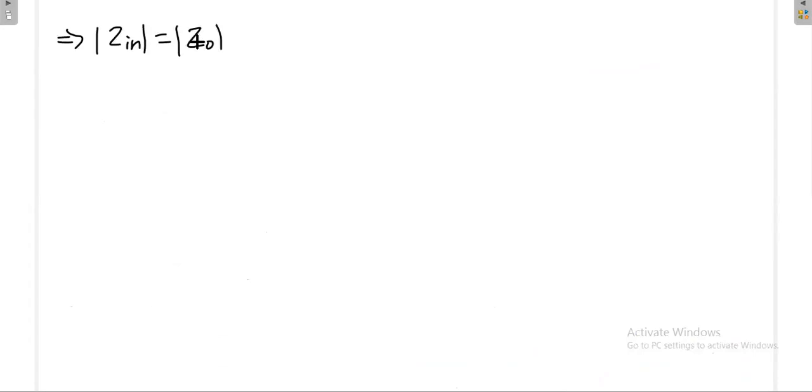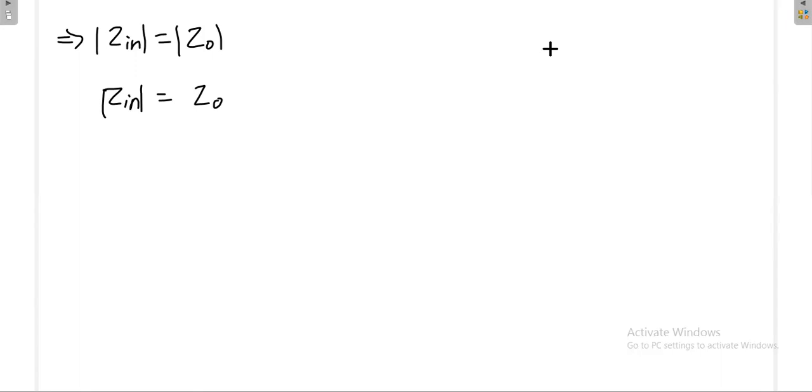In general, Z naught is of real nature. It will not be complex for a lossless line. So you can write Z naught itself, because Z naught is going to be a real quantity, and there is no need to put the modulus. But what is the meaning of this? Your input impedance is not equal to Z naught, but the magnitude of your input impedance is equal to Z naught.